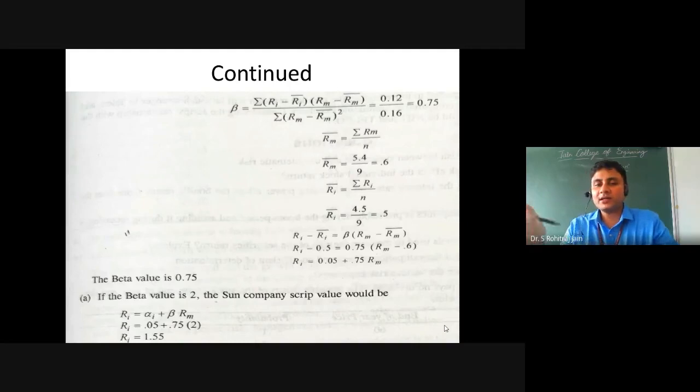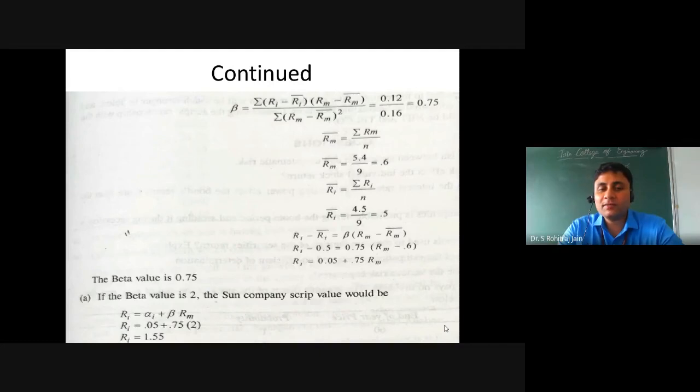So how do I calculate now? Please, this is a tricky part here. See, 0.75 into Rm is 0.75 Rm. So 0.75 into 0.6 is how much? 0.45. Correct? So when Ri is equal to, this minus 0.5 will come to the right hand side. So it becomes plus 0.5. Okay, 0.05 plus 0.75 Rm.